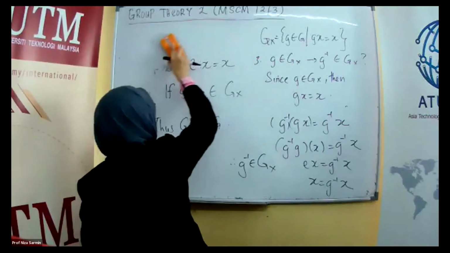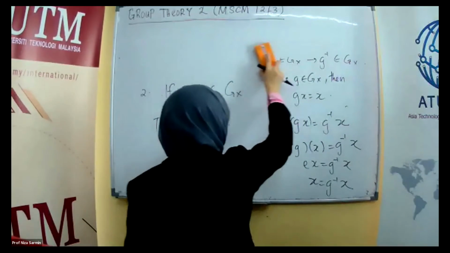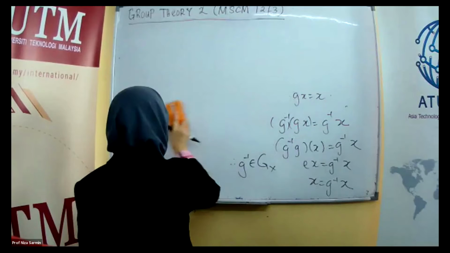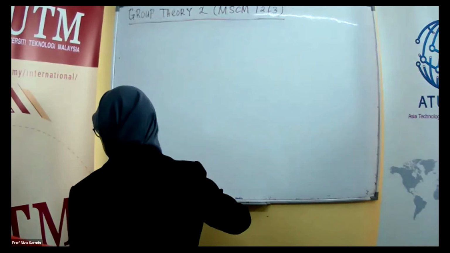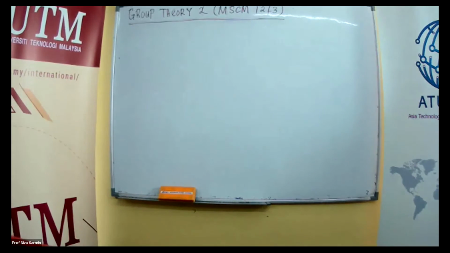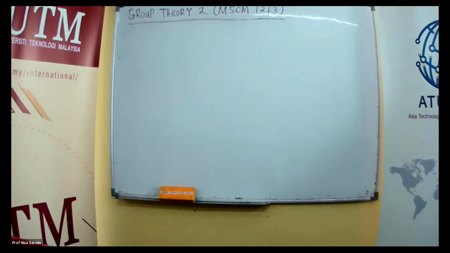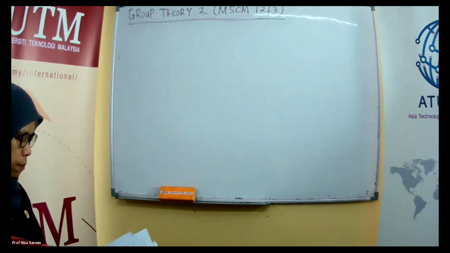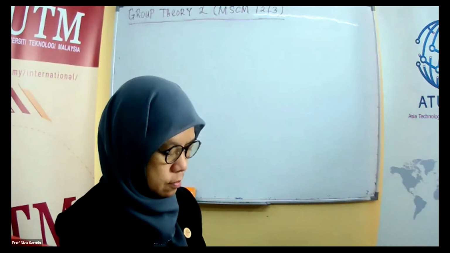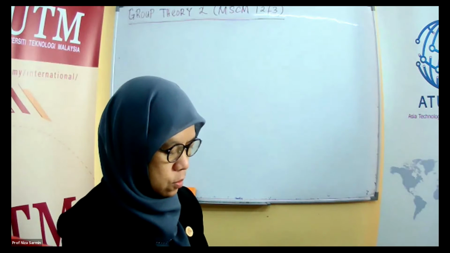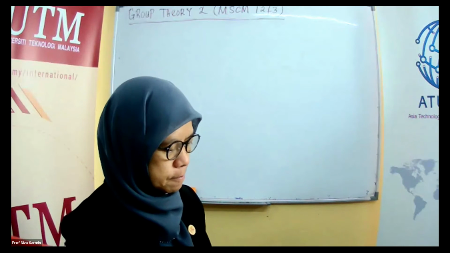Okay, let me rewrite in case you don't remember orbit. Orbit is in which chapter? When we talk about permutation.